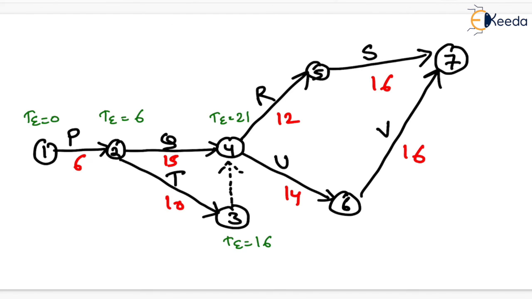Now for event 6, TE will be equal to 21 plus 14, which is equal to 35. Similarly for event 5, it will be equal to 21 plus 12, which is equal to 33. Now for event 7, it will be equal to 33 plus 16, which is 49, and from event 6, it will be equal to 35 plus 16, which is 51. So TE will be equal to 51 because it is the maximum of the two values.